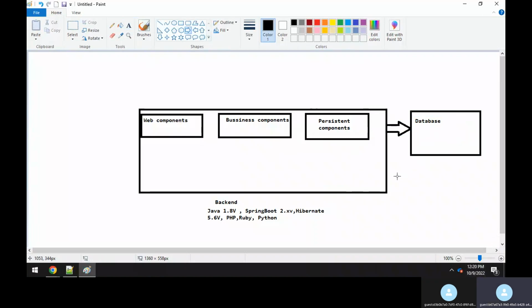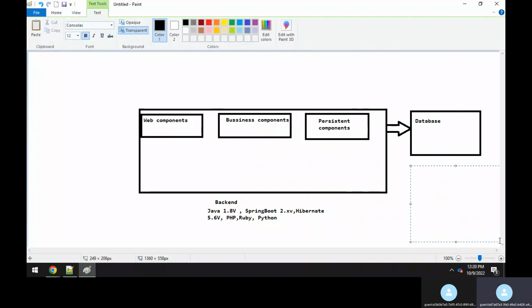So this database might be Oracle, Oracle 12, or a MySQL, or it could be any other kind of DB. It could even be MariaDB. Any DB might be used. You would choose any one of the DBs to store all your application data in the database.